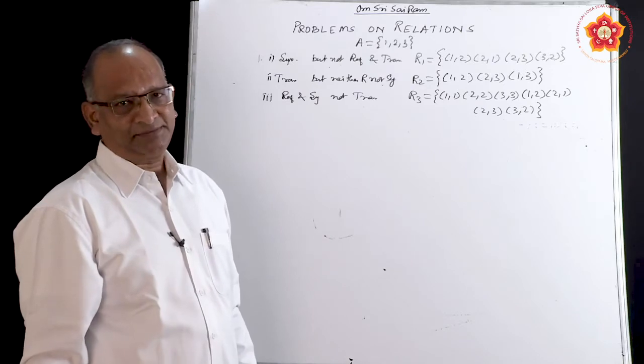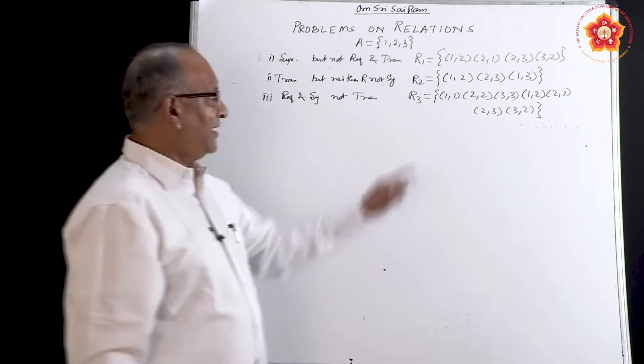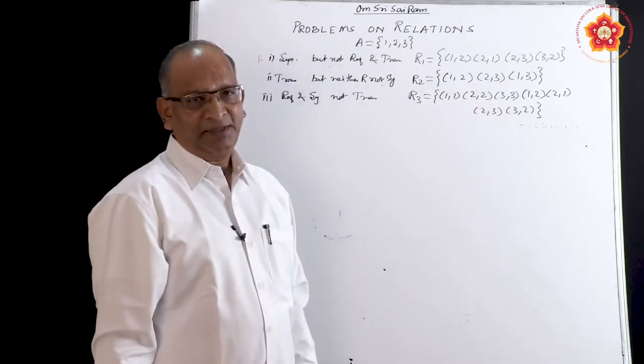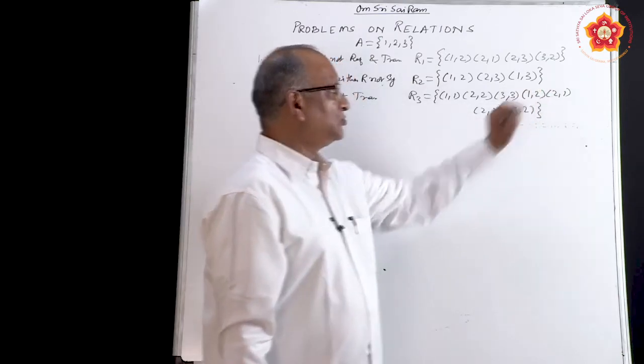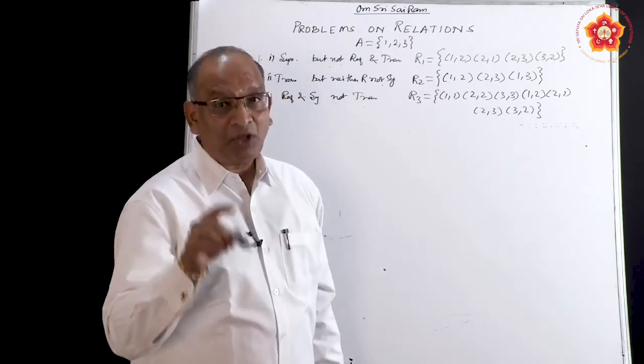Look at this. This relation is reflexive. Why is it reflexive? 1 is related to 1, 2 is related to 2, 3 is related to 3. It is also symmetric. Why is it symmetric? When (1,2) is there, there is (2,1). When (2,3) is there, there is (3,2). But it is not transitive.